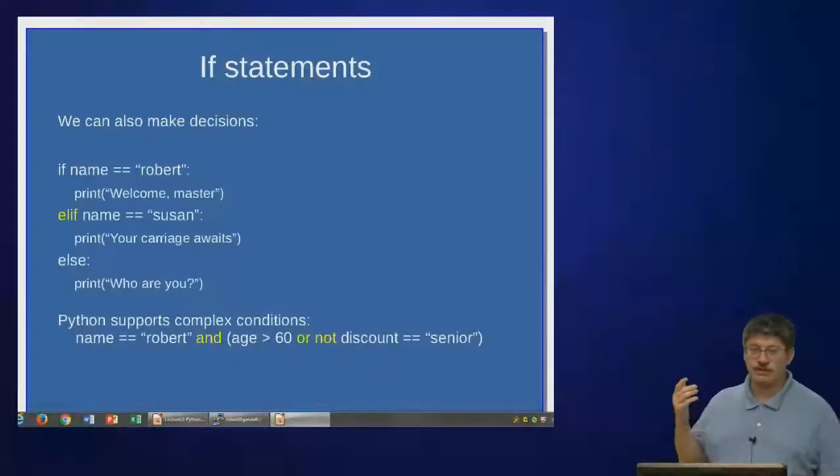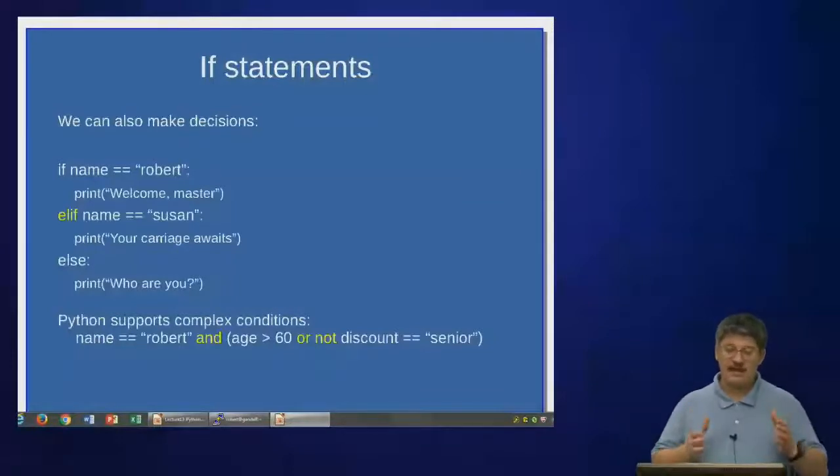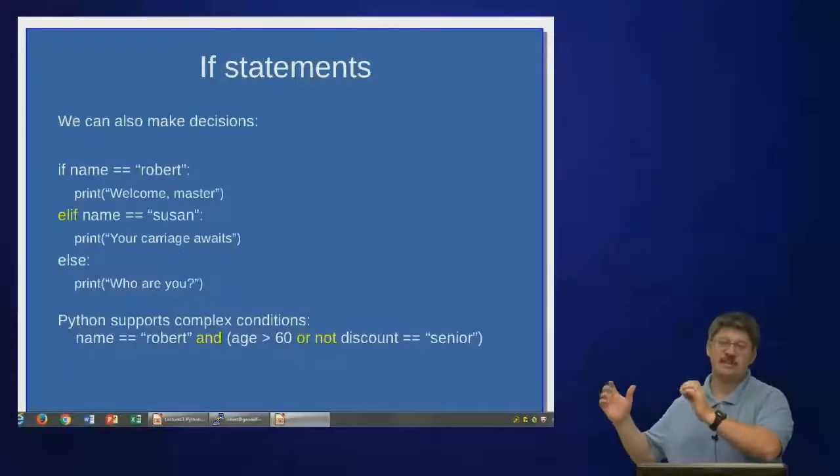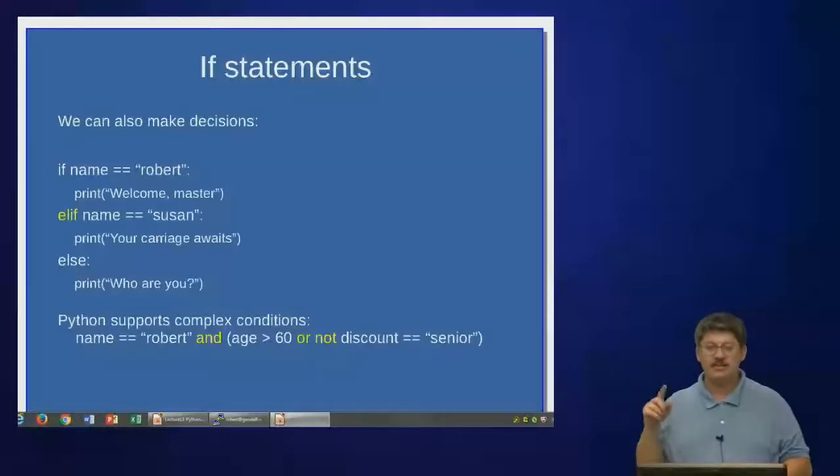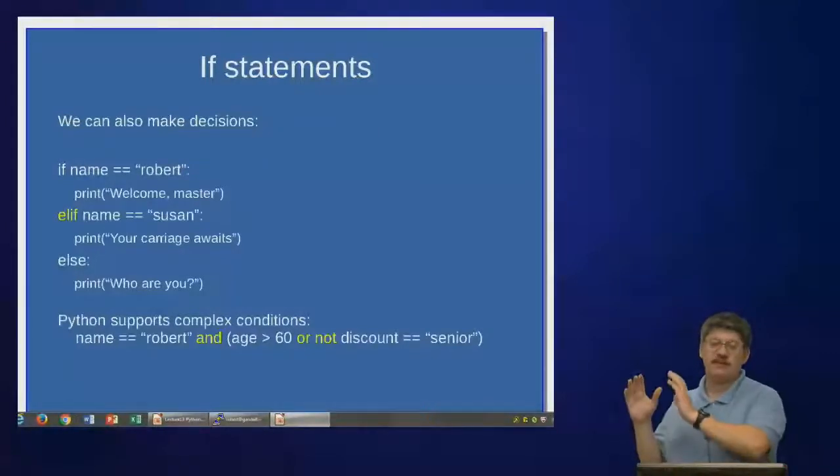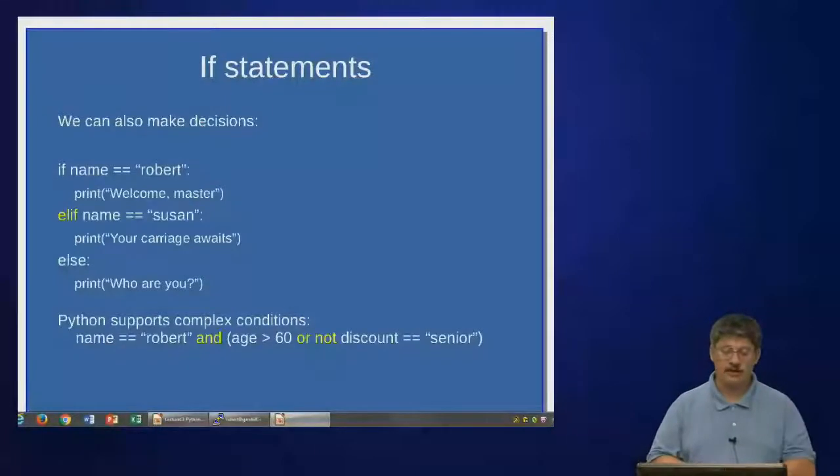Python actually supports some pretty complex conditions. So here I have name equals Robert and in parentheses I've grouped together some more conditions. The age is greater than 60, or it is not true that discount is equal to senior. So you may be familiar with using ampersand in Java or C++ to represent and. In Python, you just use the word and all lowercase, and that'll join two conditions, do what we call conjunction. To do disjunction, or, you don't use two vertical bars. You just use the keyword or, O-R. And the opposite of something you can get with the not keyword, N-O-T.